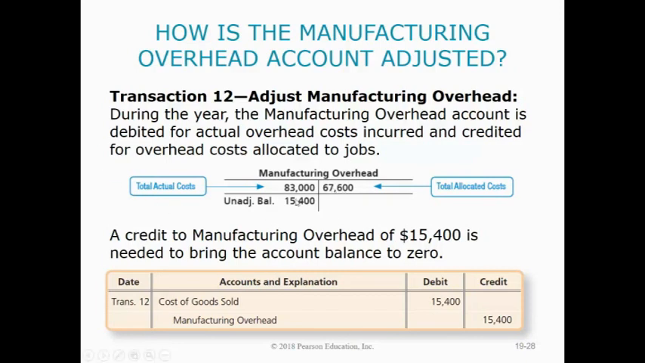And then when we have the actual costs come in for $83,000, well, we didn't put enough cost into those jobs to come up with the actual cost. So all of our inventory throughout the period is at too small of a balance because we grossly underestimated what our overhead costs were going to be. Our actual costs were $15,400 more than our allocated costs. Well, we've got to find some way to fix that. And the way that we're going to fix it is we're just going to simply add that additional $15,400 to cost of goods sold.